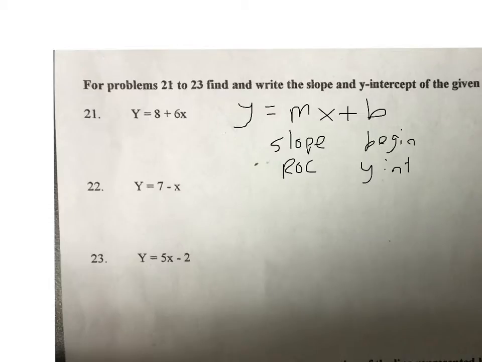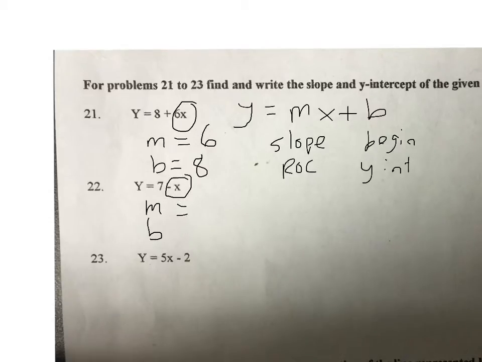Some of you got these backwards. So you want to make sure that your m, or your slope, and your b are correct. Easiest way to recognize is the m goes with the x. So this is 6, and it's a positive 6. And then the other part is b, which is 8. If you look at 22, sorry, you have negative x. That's important that you recognize that negative goes with the x, so that's a negative 1 as the slope. Even though you don't see the 1, that's 1x. b is equal to positive 7.